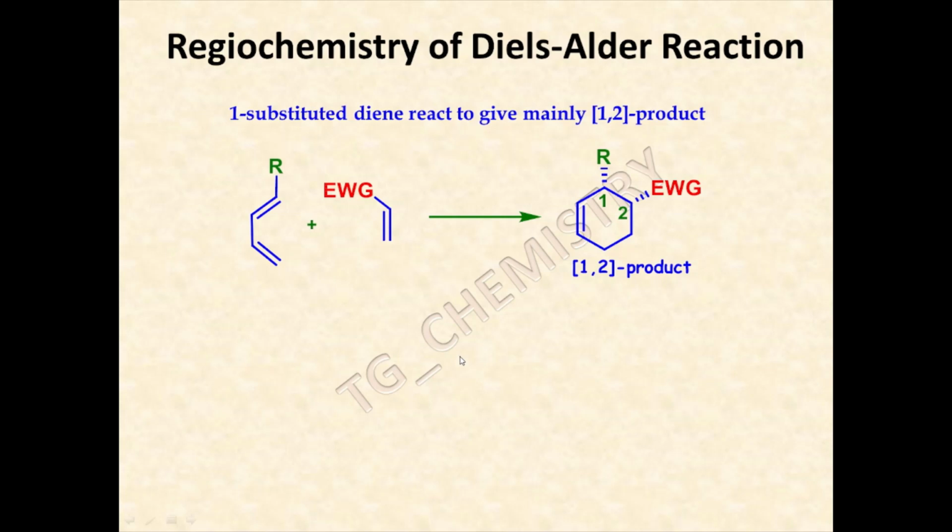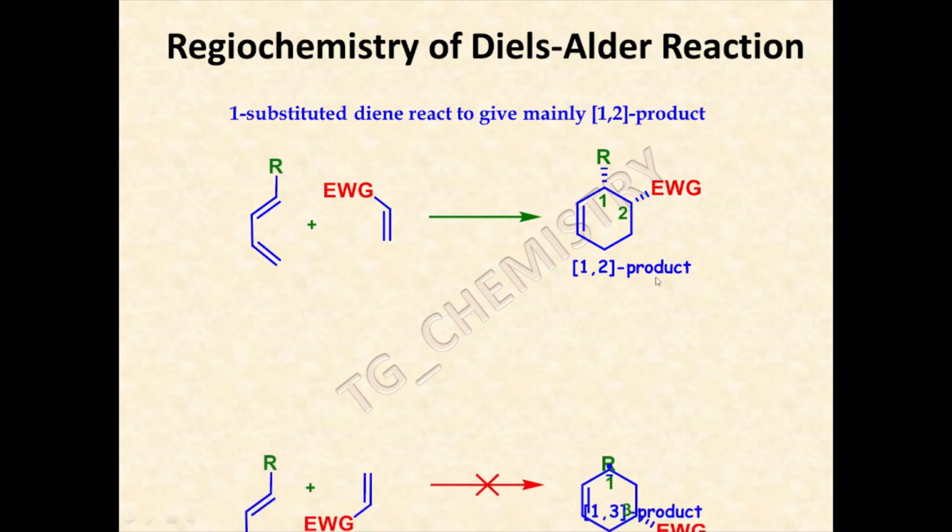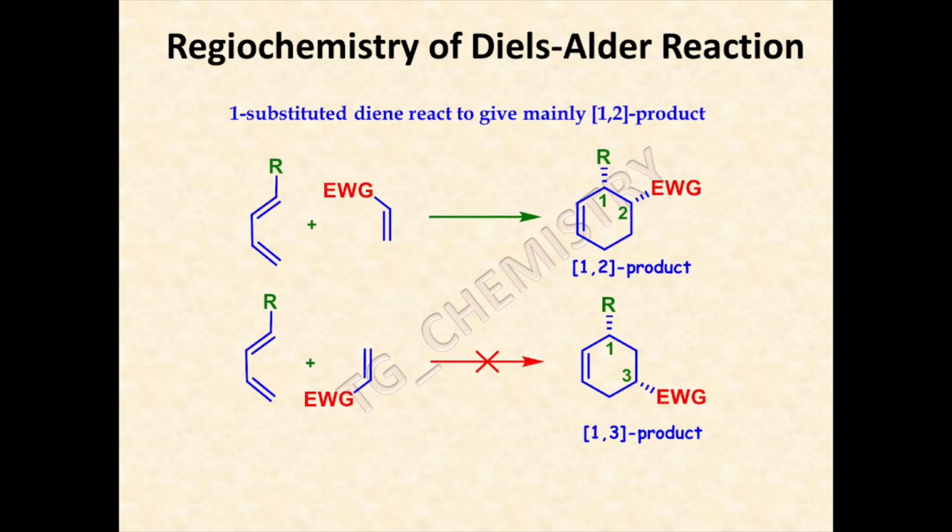First, the 1 substituted diene system, when it reacts with the dienophile, mainly gives the 1,2 product. Here the R group is electron donating, mind it, and the dienophile will have the electron withdrawing group. So when we form the cyclohexene derivative, the substituents of the diene and dienophile will be in 1,2 position. That means we will get the 1,2 product as the major product, but we will not get the other option, the 1,3 product.